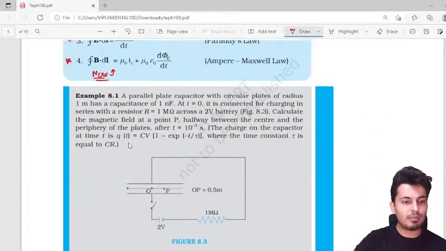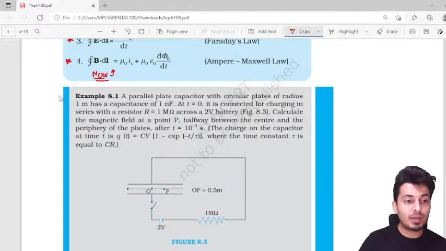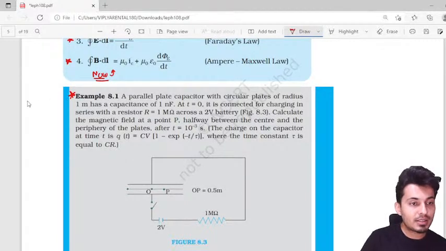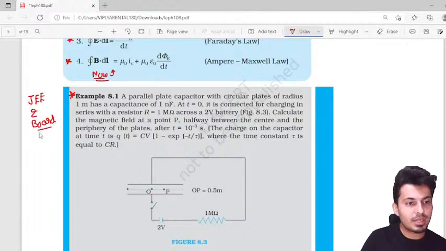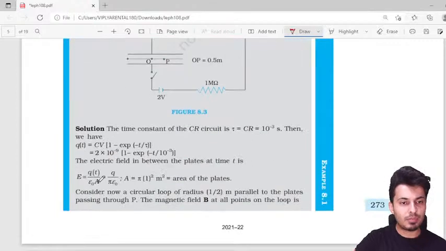This example has come in different ways in JEE Mains. This is very important from JEE and board perspective both. So please have a look through this example.